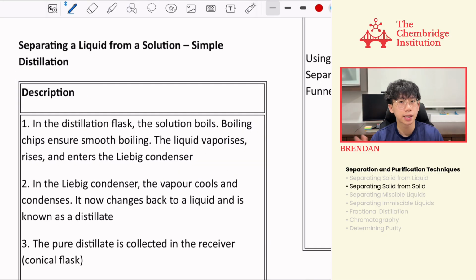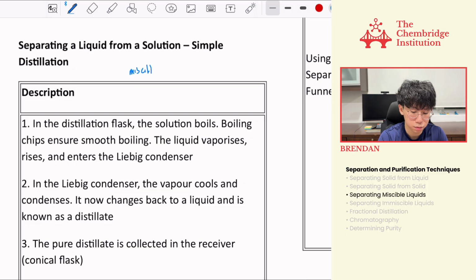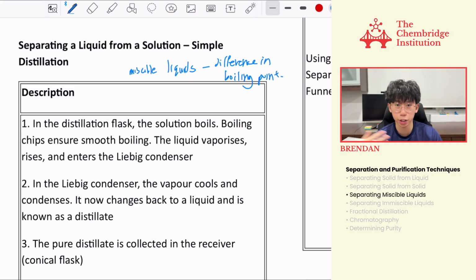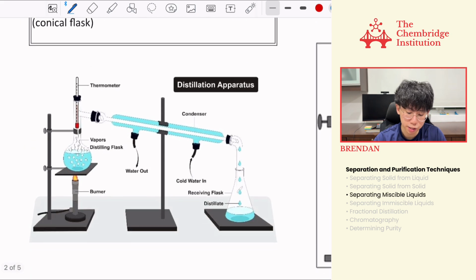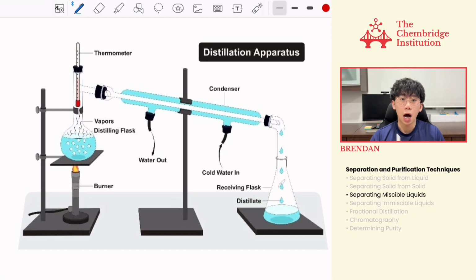What's new is how you are actually going to separate a liquid from a solution, or basically, how you're going to separate miscible liquids. How you separate them is actually based on the difference in boiling point. So what you can use is a simple distillation. How this works is it pretty much follows this setup here. I'll be mainly using this setup to help explain the processes inside the distillation.